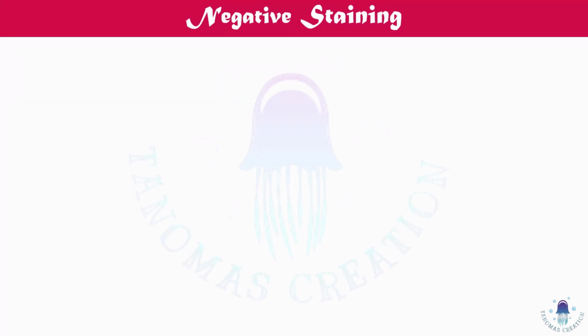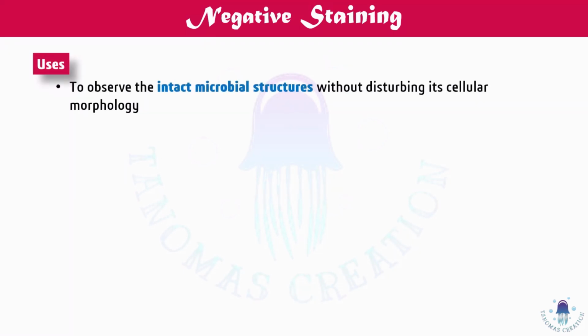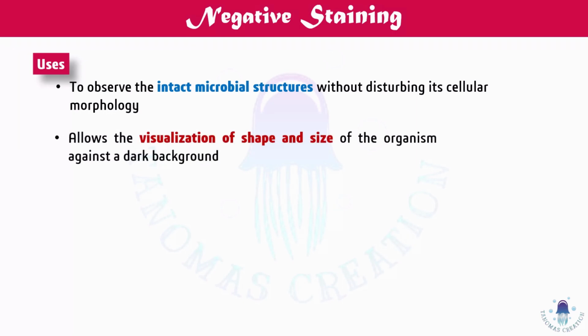So this is negative staining. It is a structural visualization based technique. What are the uses of negative staining? It is used to observe the intact microbial structures without disturbing the cellular morphology. So the cellular morphology is not disturbed here. Everything remains intact. It allows the visualization of shape and size of the organism against a dark background.